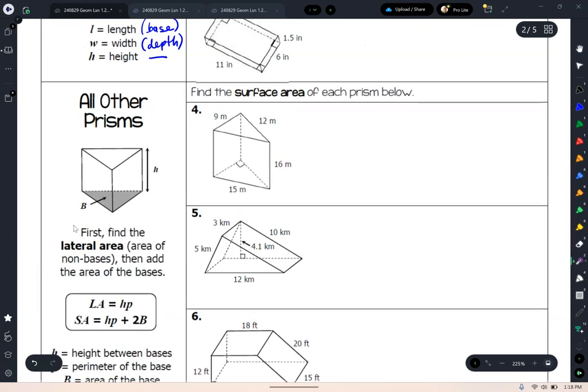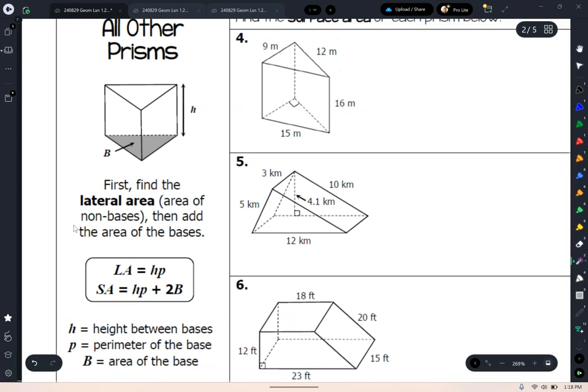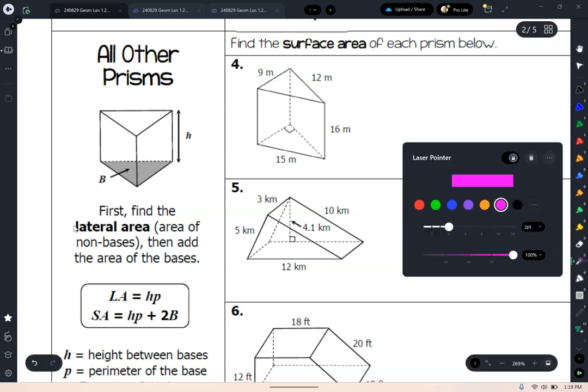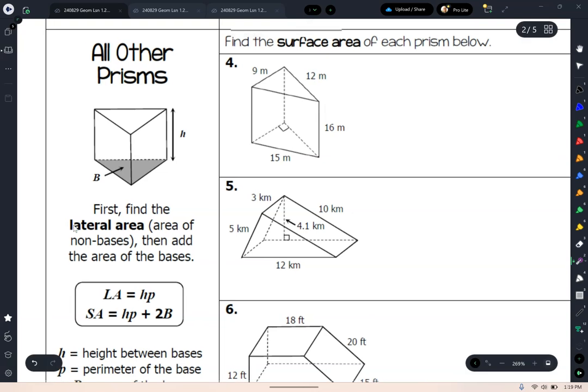All right, so now let's talk about all other prisms. For all other prisms, what we need to find is the lateral area and then the area of the 2 bases. So here's the lateral area. Watch up here. It is the non-base areas, the sides of the shape that do not belong to the bases. That's what we call the lateral area, okay?